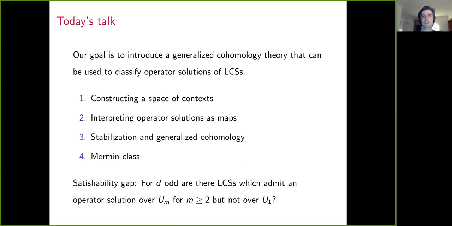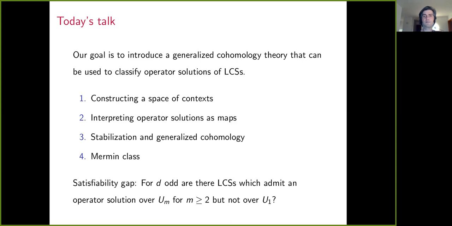A nice question to keep in mind, as a motivation to study these things, is the following. As it says, viability gap for odd local dimensions. Are there any linear constraint systems which admit an operator solution over the unitaries U_m where m is greater than or equal to 2, but not over U_1? That means no scalar solution.